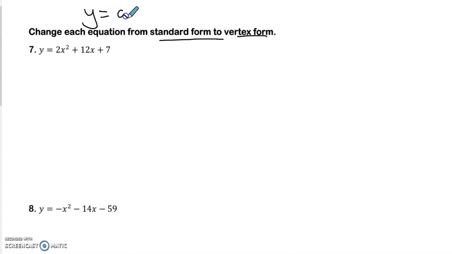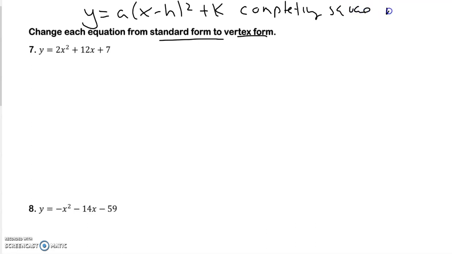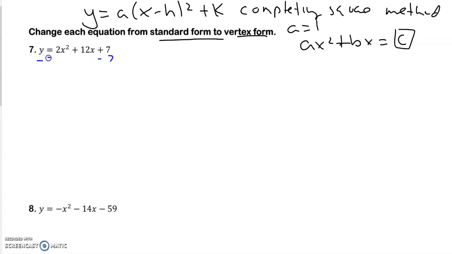So y equals a(x minus h) squared plus k. We also need to know that we use the completing the square method. With the completing the square method, we know that a has to equal 1. We also need to know that ax squared plus bx equals c, so we want to make sure it's still kept with c. That means we have to get rid of our c for this side.